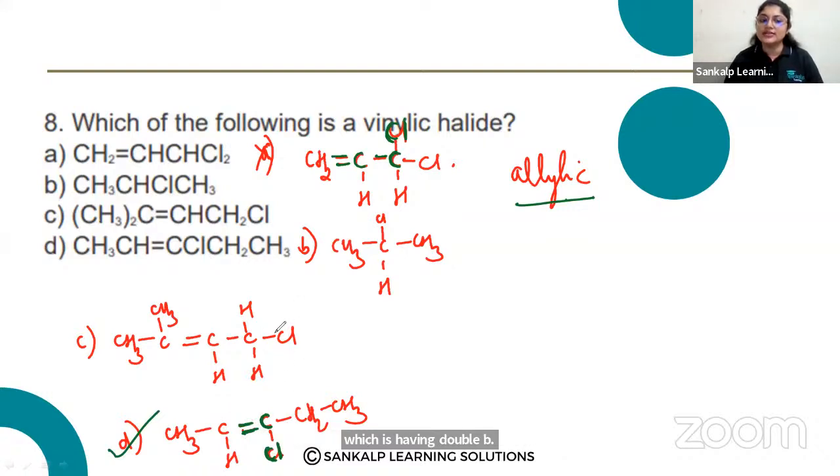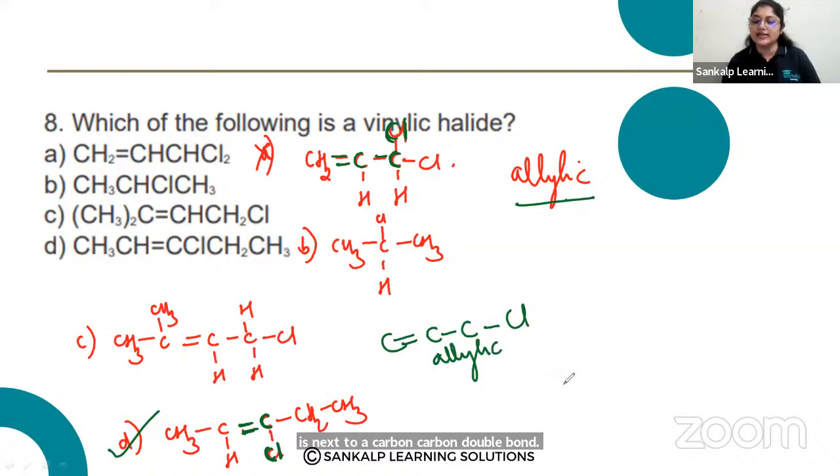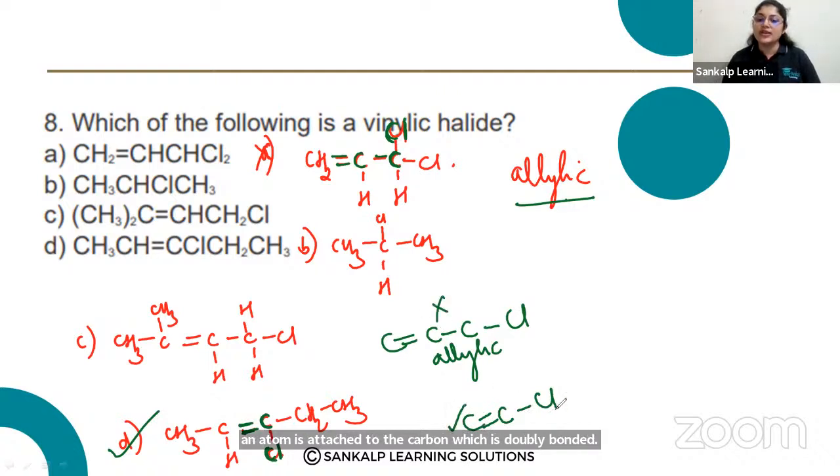Allylic, you are saying allylic halide. Allylic halide is what? Allylic halide is when the halogen atom is attached to a carbon which is next to a carbon-carbon double bond. This is an example of allylic halide. What is vinylic halide? The halogen atom is attached to the carbon which is doubly bonded. So we want this, not this. Just see this type of example where Cl is attached to the carbon which is doubly bonded. So D is the answer.